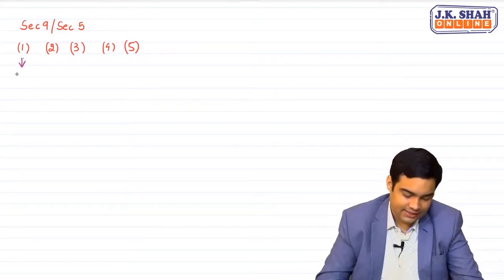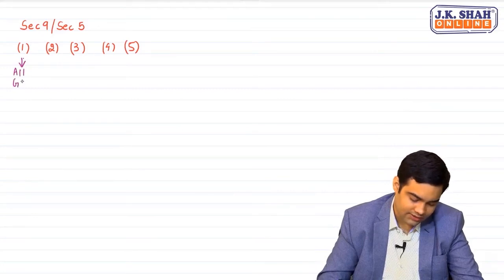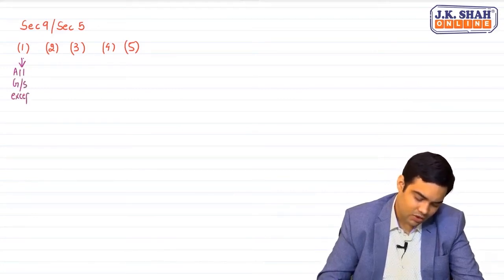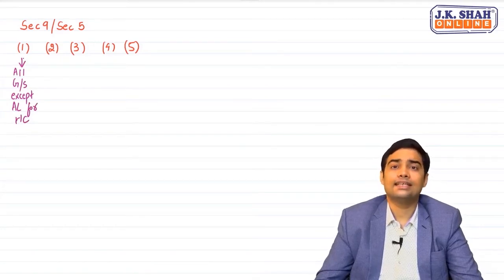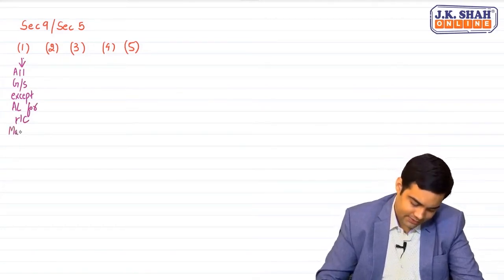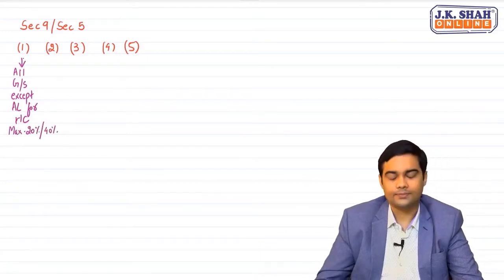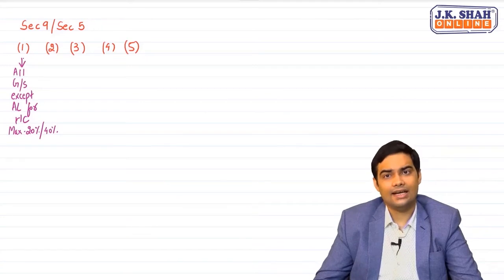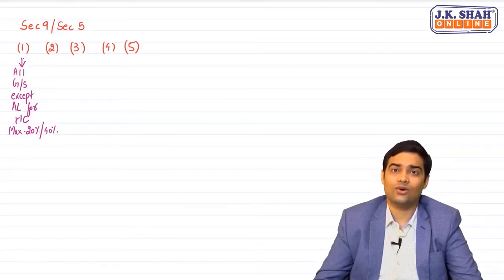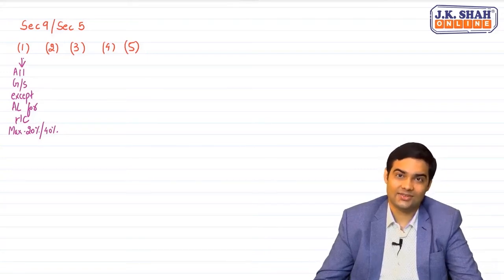9.1 says GST would be applicable on all goods or services except alcoholic liquor for human consumption. The maximum rate which is there in CGST Act is 20%. And under IGST Act, it would be 40%. The rates of GST would be notified by central government on the recommendation of GST Council. Understand how powerful GST Council is. Without their recommendation, GST rates cannot be changed. Okay.